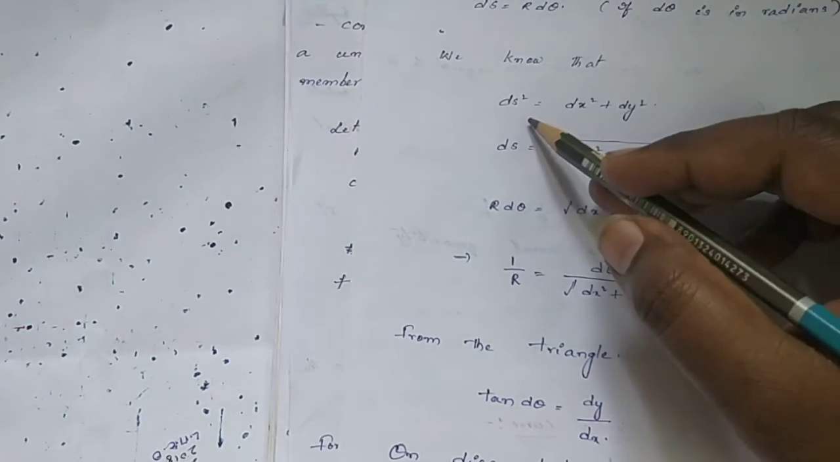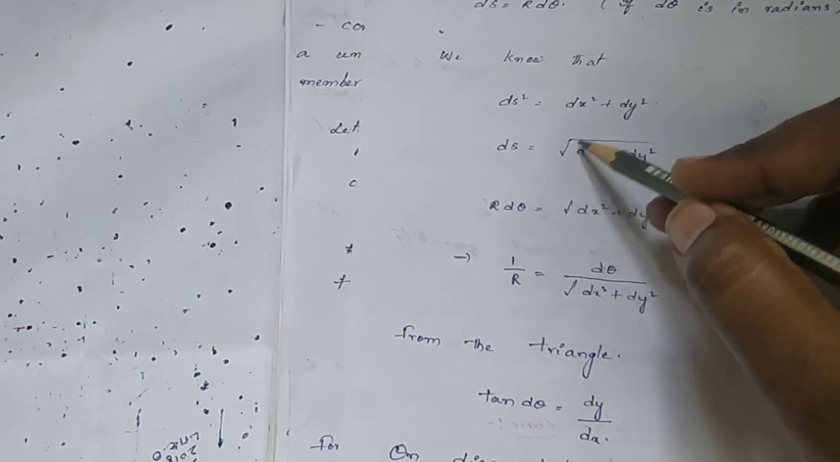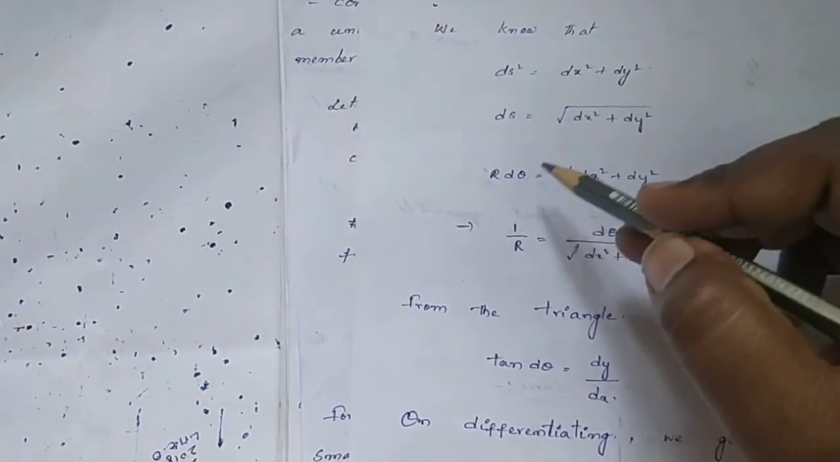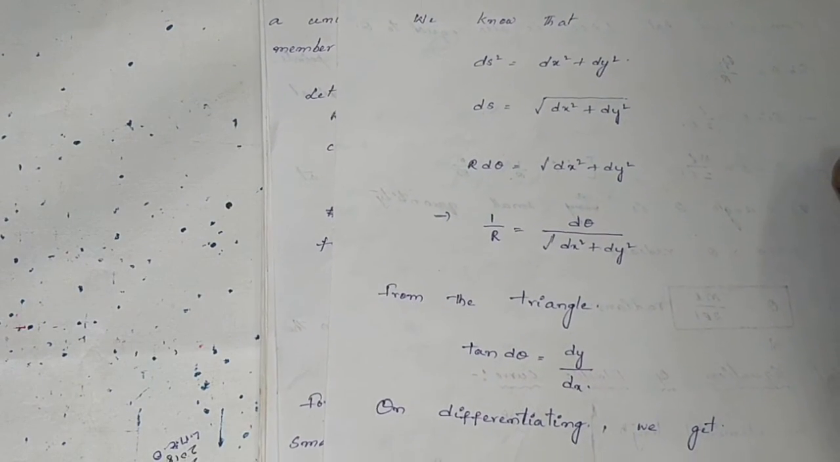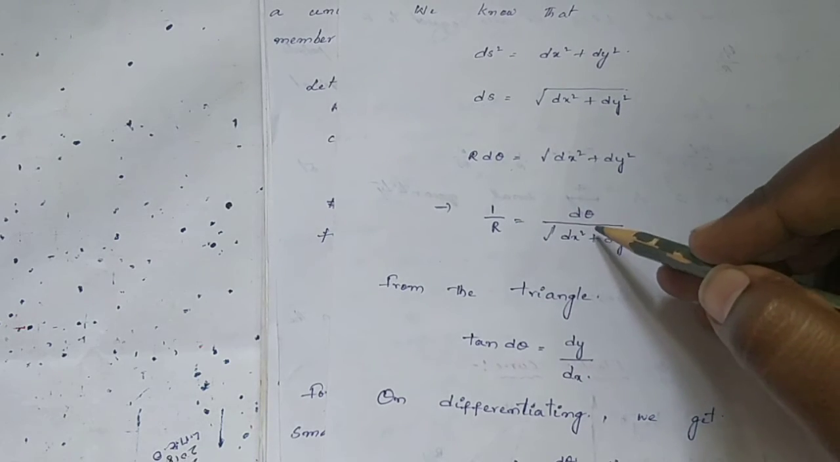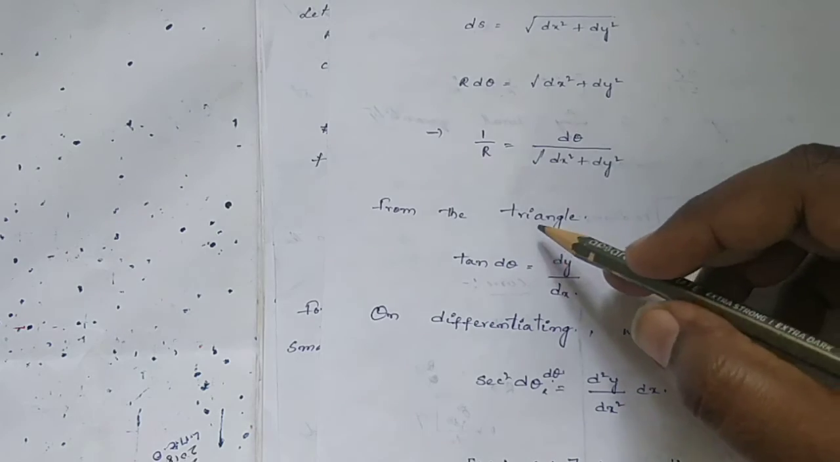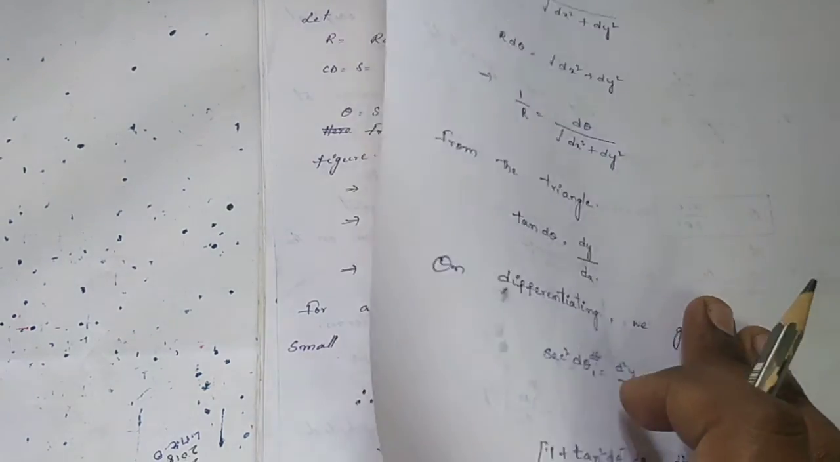We know that ds square equals dx square plus dy square. Taking the square root, in place of ds we can replace r d theta, so r d theta is equal to root of dx square plus dy square. We know that from the triangle, tan d theta equals dy by dx.